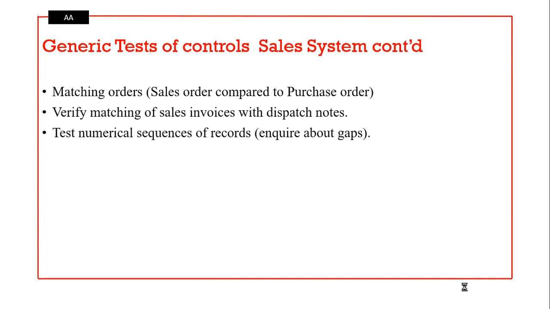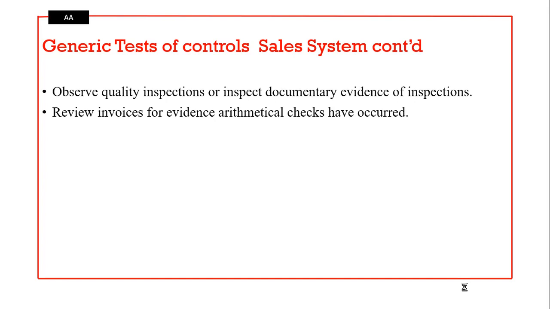All right, you need to verify matching of sales invoices with dispatch notes. Ensure that that is done so that you don't supply the wrong goods. That can be checked by the auditor, of course. You need to test a numerical sequence of records, and if there's any gap as an auditor, you need to make inquiries.